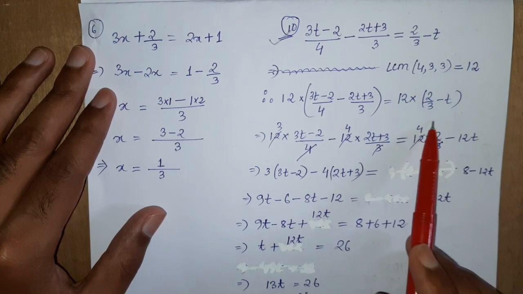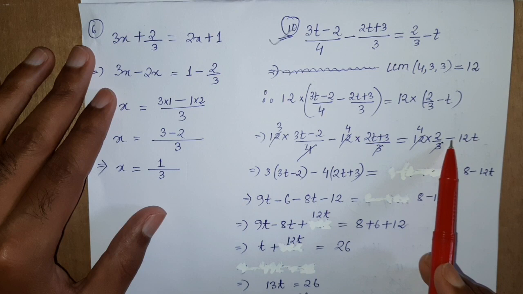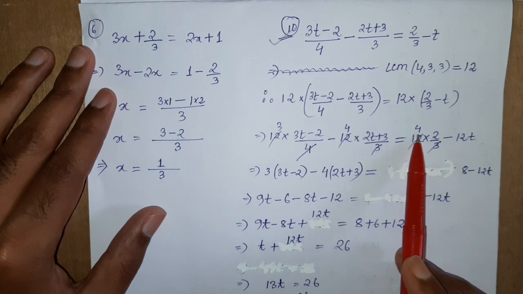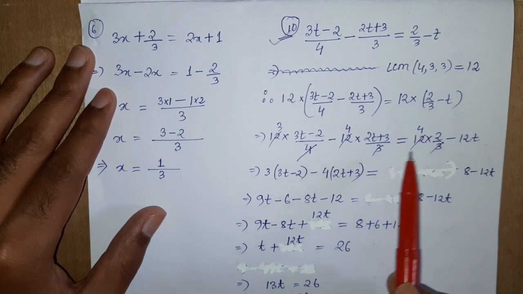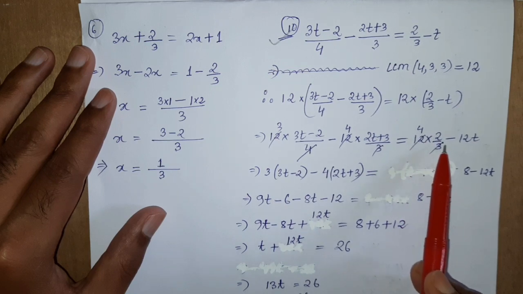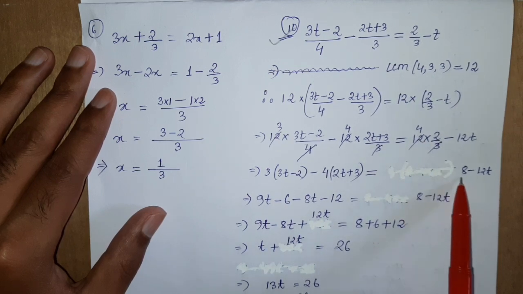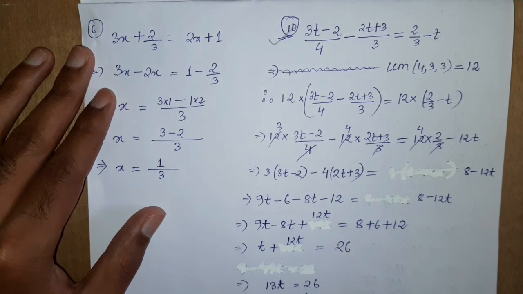So you have to be a little careful in this case. Here 4 into 2, this 4, okay, is not with both, you mind that. 4 into 2 by 3 only, so 3 is already done. So 4 into 2 is 8, and minus 12, minus 12, follow.